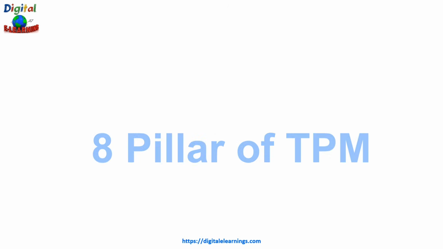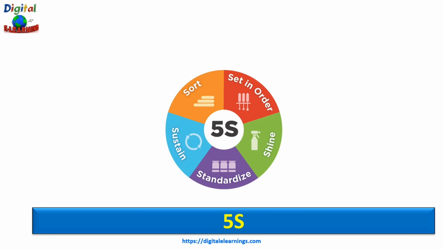8 pillars of TPM. Just like a physical structure starts with a grounded framework, building a strong TPM process requires a strong foundation in the form of 5S. The goal of 5S is to create a work environment that is clean and well organized. If you want to know more about 5S, you can check out this video in the I button.